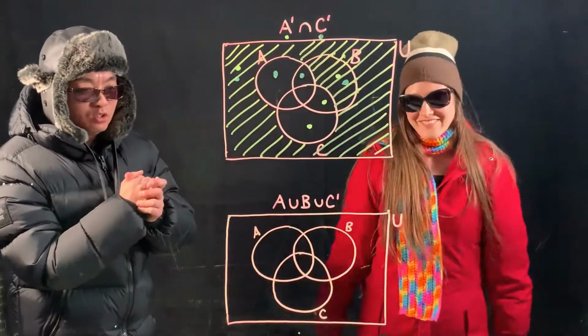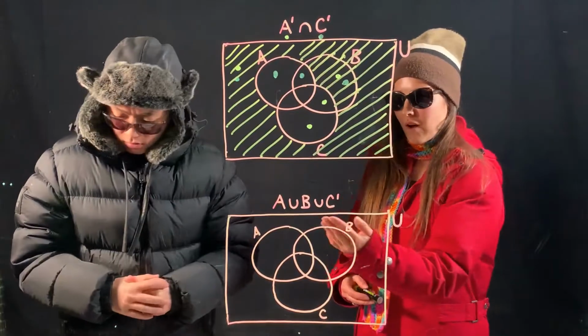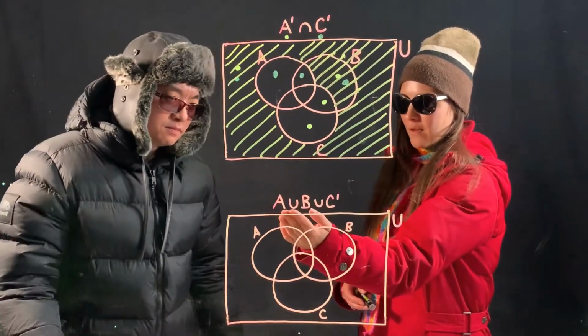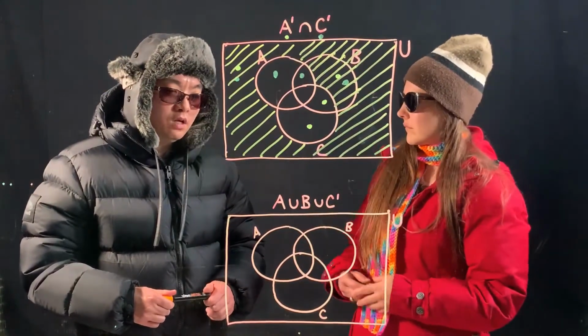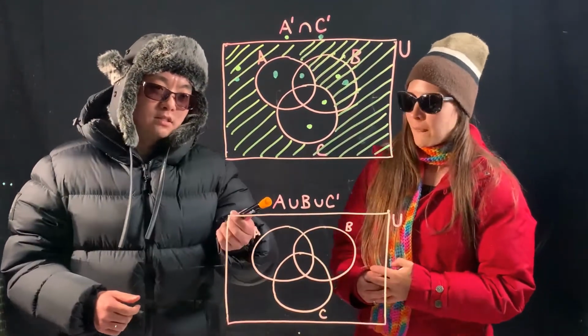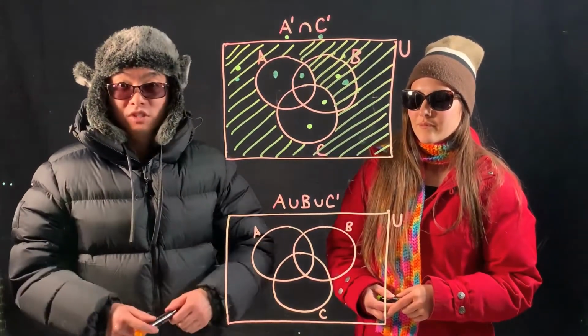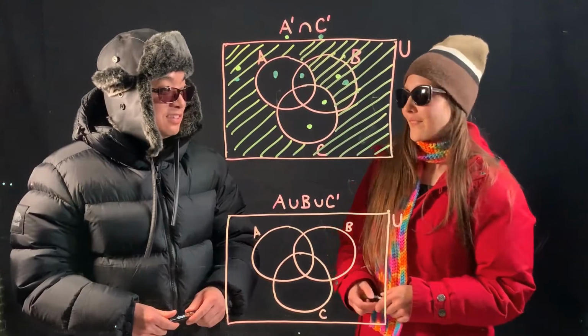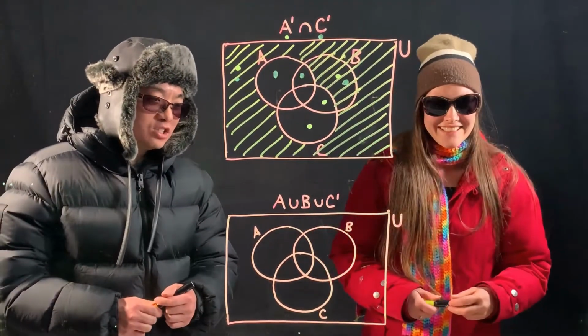All right. New question. What does this one say, Dana? I would read this as A union B union not C. How would you read that? Well, I could read it as A or B or the complement of C. Does that work? It does. Okay, good. So should I start? Yes.